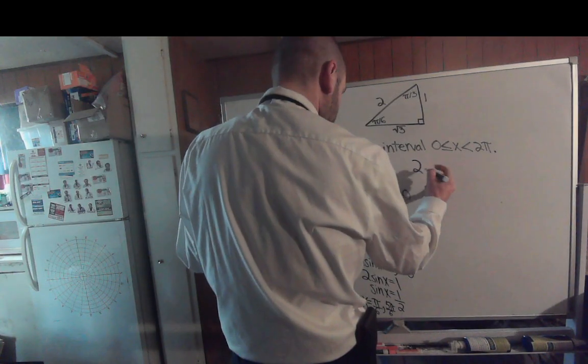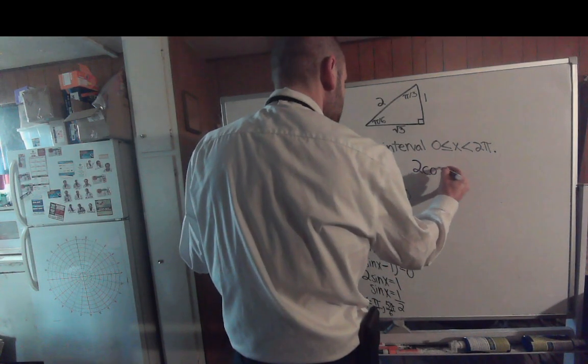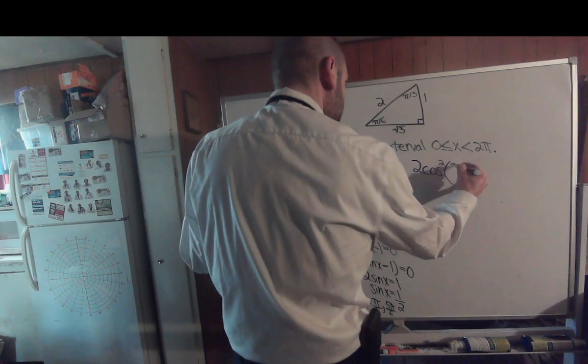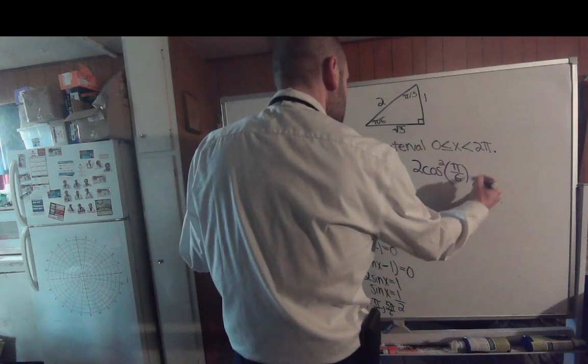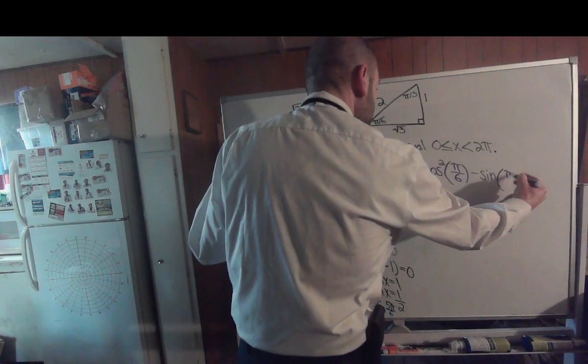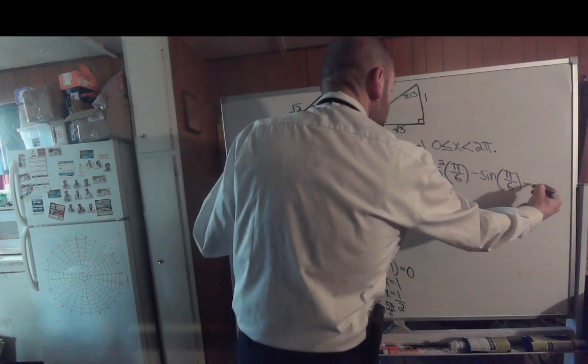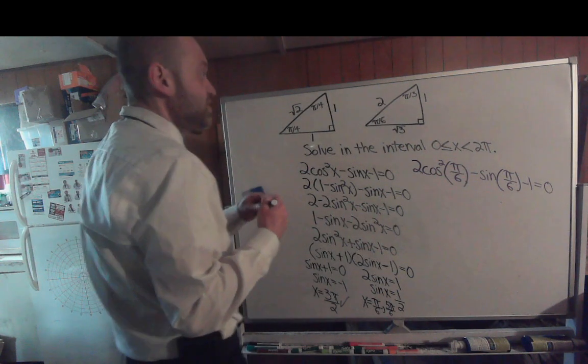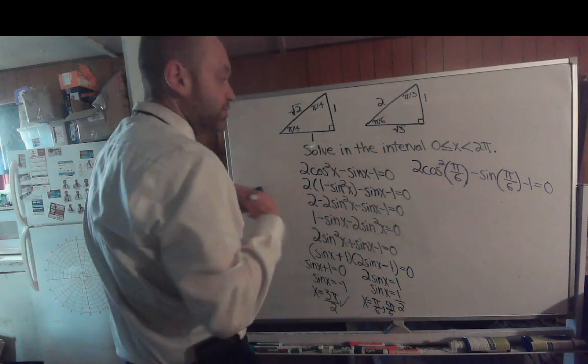Alright, so let's start with pi over 6. So 2 times the cosine squared of pi over 6 minus the sine of pi over 6 minus 1. Let's see if that equals 0. Now, what is the cosine of pi over 6? That's going to be the square root of 3 over 2.